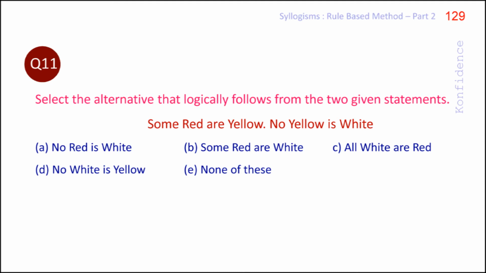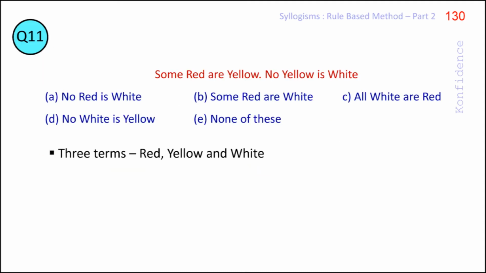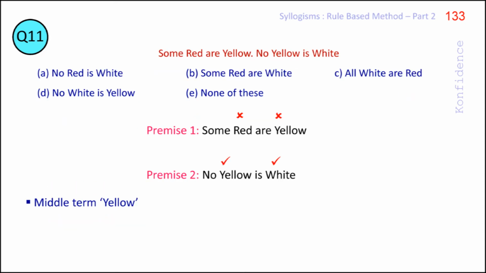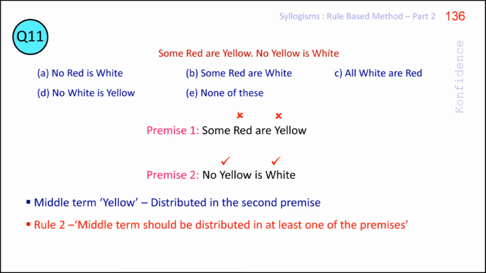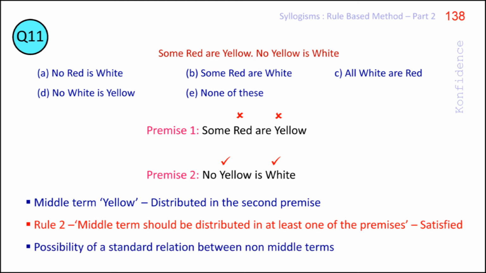Here we have another standard syllogism problem. There are 3 terms between 2 premises. Middle term is yellow. So rule 1 is satisfied. The middle term yellow is distributed in the second premise. Hence rule number 2, which states that the middle term should be distributed in at least one of the premises, is also satisfied. So there is a possibility of a standard relation between non-middle terms red and white. Let us see what that relation could be.